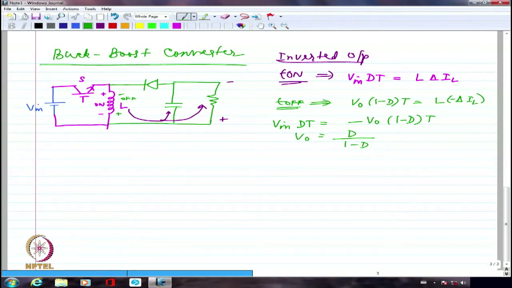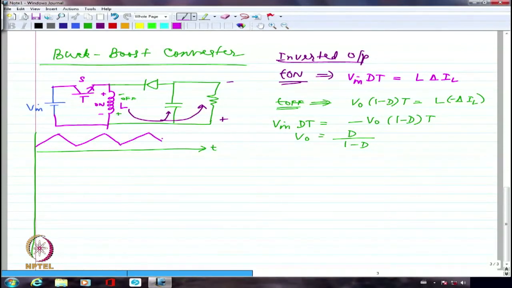So if I try to draw the waveforms for this converter, let us say this is the reference axis I'm using and this is T. So I'm going to have maybe the inductance current increasing like this and decreasing like this, and again increasing like this, decreasing like this, right? Somewhat like this.